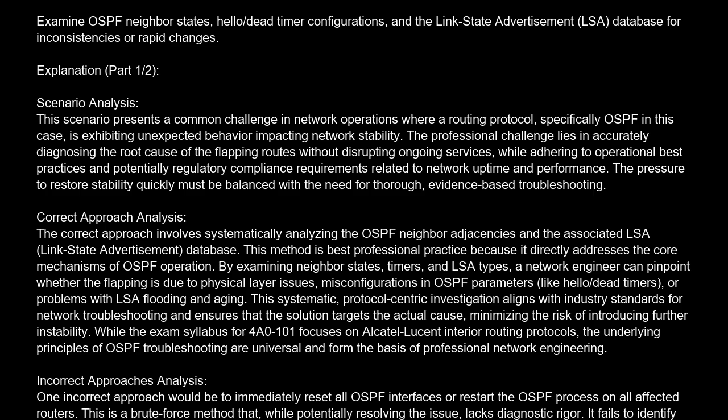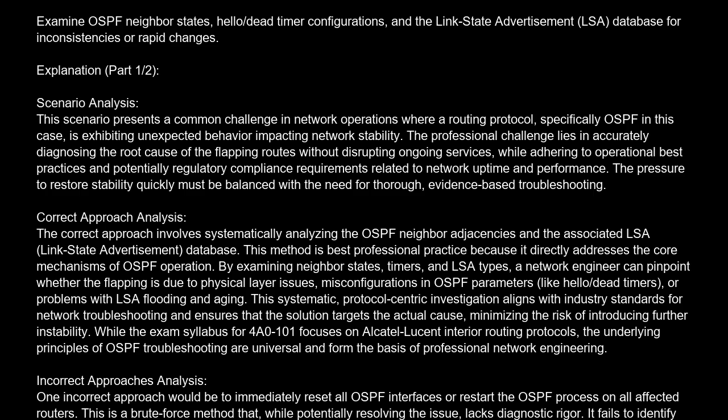Explanation. Scenario analysis. This scenario presents a common challenge in network operations where a routing protocol, specifically OSPF in this case, is exhibiting unexpected behavior impacting network stability. The professional challenge lies in accurately diagnosing the root cause of the flapping routes without disrupting ongoing services, while adhering to operational best practices and potentially regulatory compliance requirements related to network uptime and performance. The pressure to restore stability quickly must be balanced with the need for thorough, evidence-based troubleshooting.